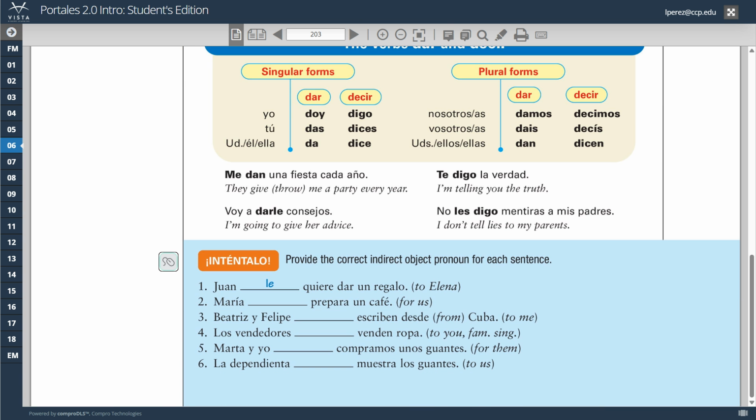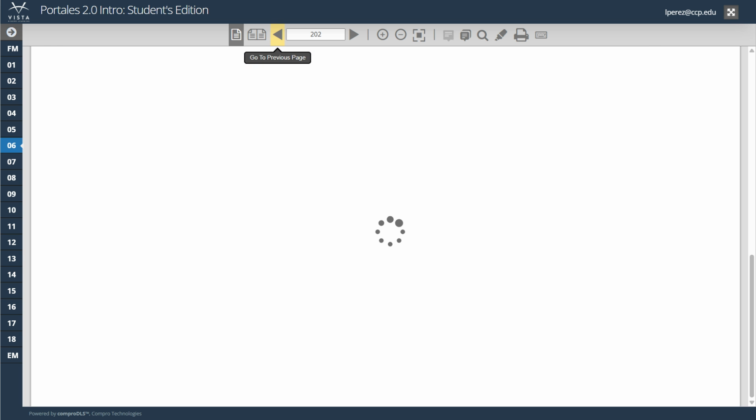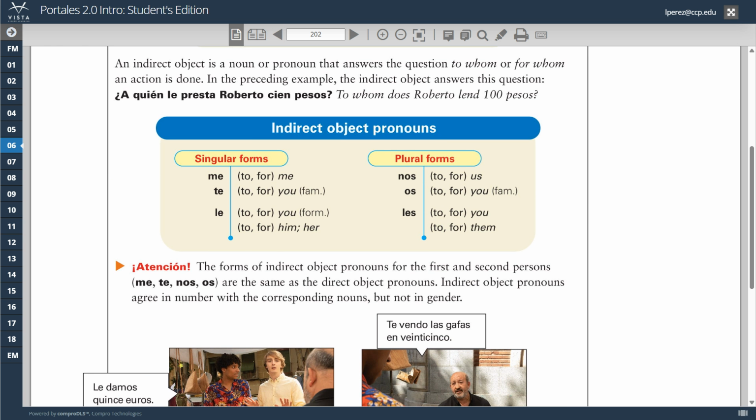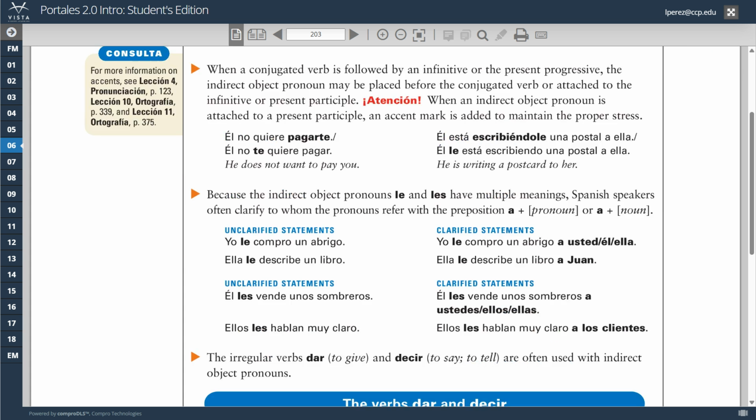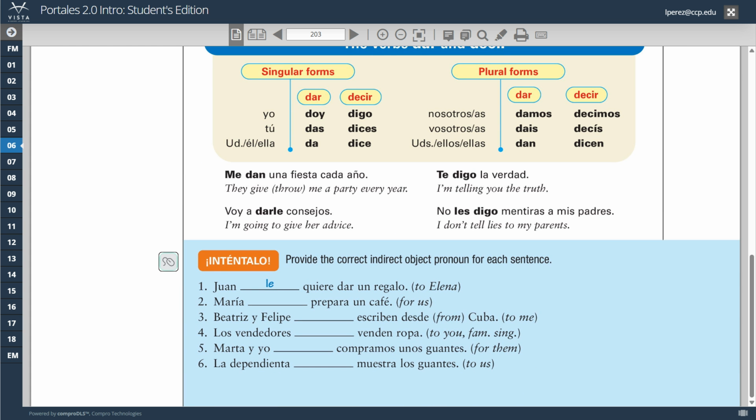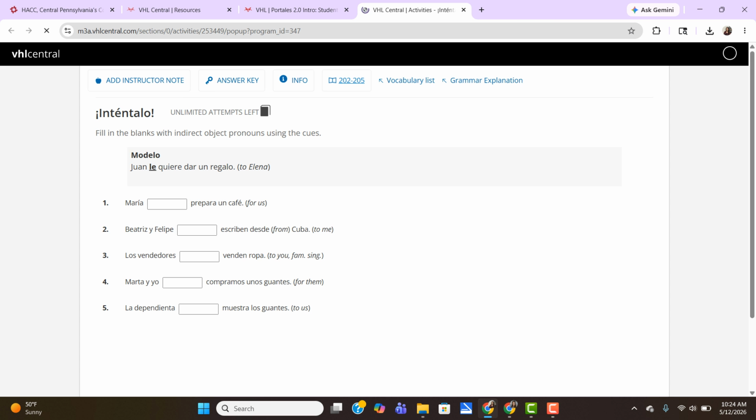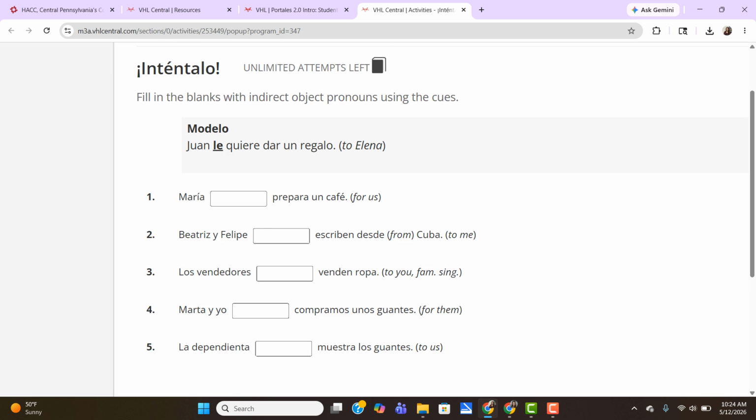Let's do one more like that. If it's for us, remember, it can be to or for. I'm going to go back to my chart. If Maria prepares a coffee for us, whether it's to us or for us, that's going to be the pronoun nos. So that's how you can begin working through your chart. I'm going to give you a moment to click pause and try this activity. I'm going to go over the answers with you, but that's why you have to try. If you don't try, you don't know if you can. The whole nature of this activity is called inténtalo. That means try it.